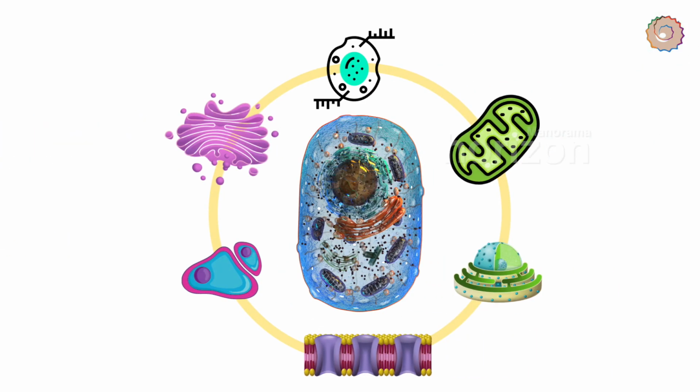All eukaryotic cells have an array of highly specialized organelles, and they function very much like organs in large multicellular organisms, which perform specific functions. This kind of specialization is absent from prokaryotic cells. Let's look at some of these organelles one by one.